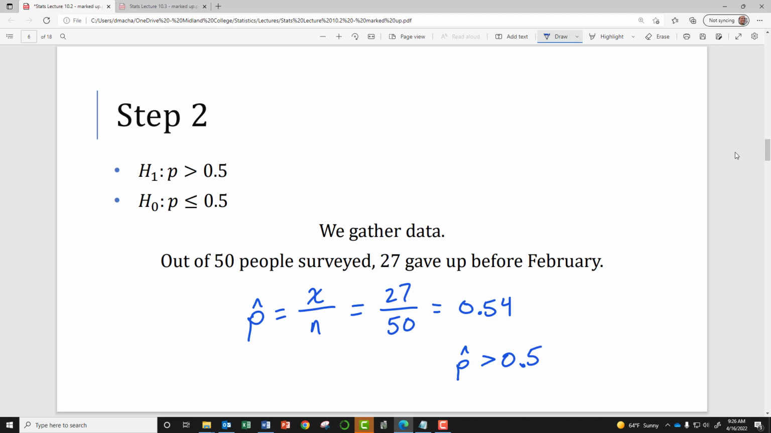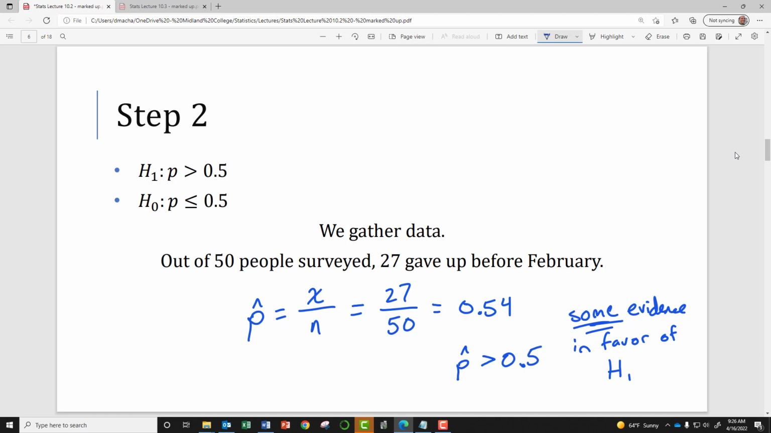Now you'll notice that my sample proportion is greater than 0.5. So that means there is some evidence in favor of my alternative hypothesis. Because if my sample proportion were less than half, there would be no evidence at all towards my alternative hypothesis. But in our case, we do have some evidence. The question, though, is, does this represent enough evidence?